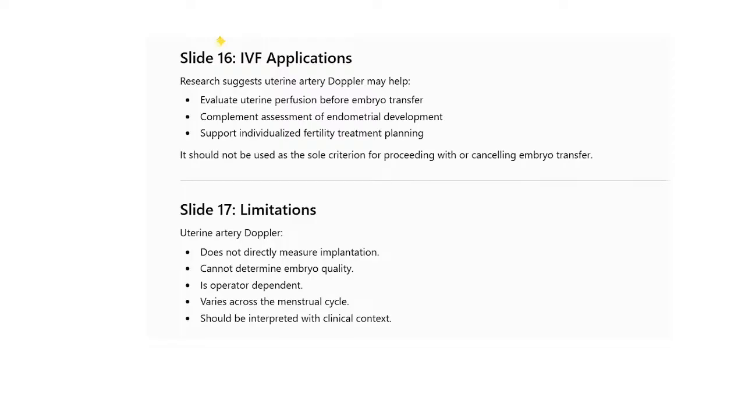So the limitations. Uterine artery Doppler does not directly measure implantation, cannot demonstrate embryo quality, is operator dependent, also varies across the menstrual cycle, and should be interpreted with clinical context. So it should be within the clinical context that you are interpreting it. So you should have the history of the patient.